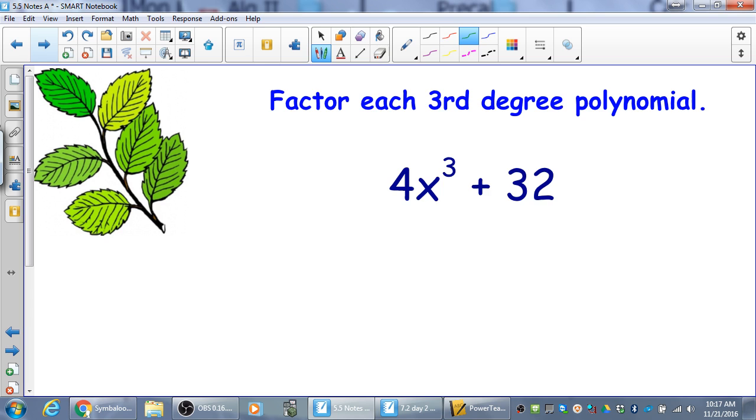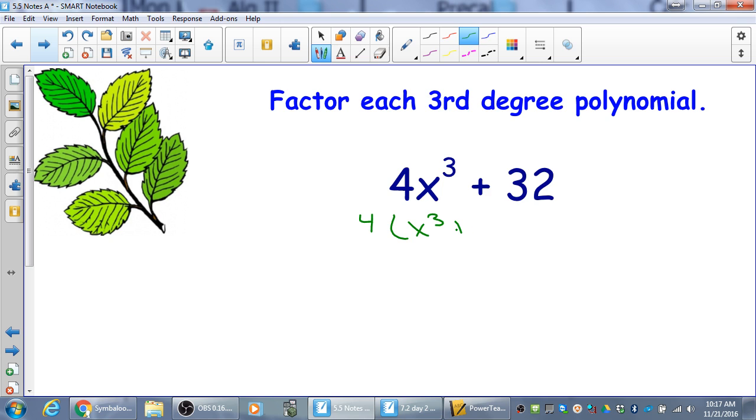4 is not a perfect cube. It goes 1 and then it goes 8. 4 is in between there. 4 is not a perfect cube. Happens to be a perfect square, but that's not what we're looking at. We're not trying to find perfect squares here because we have an x to the third. But we can factor a 4 out.